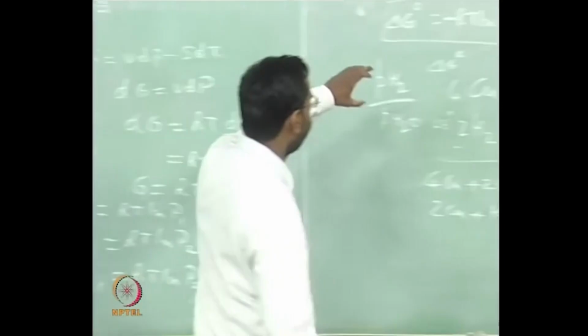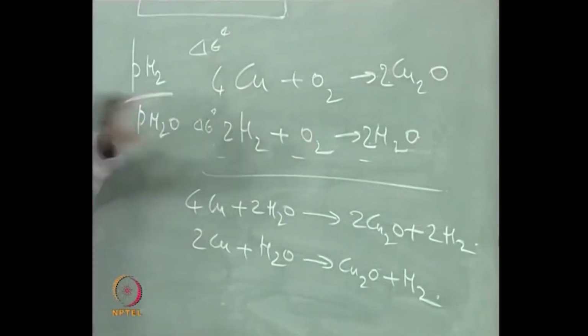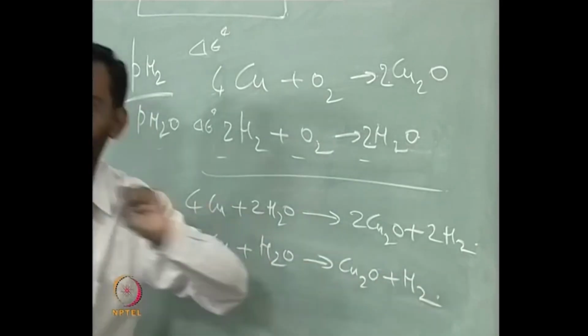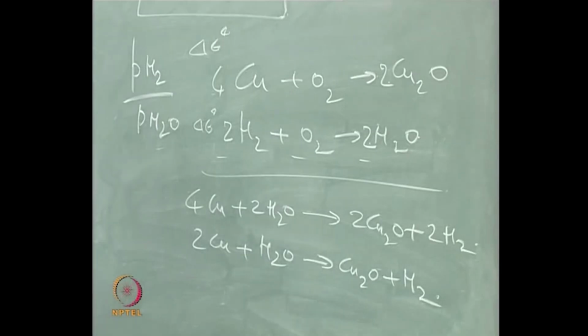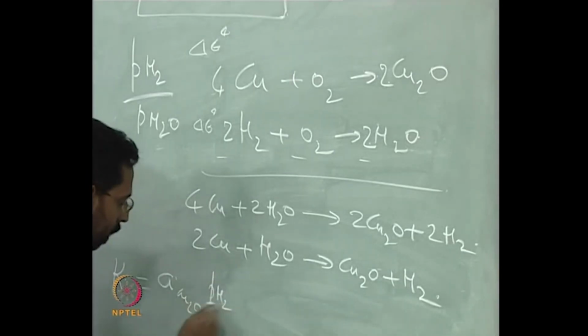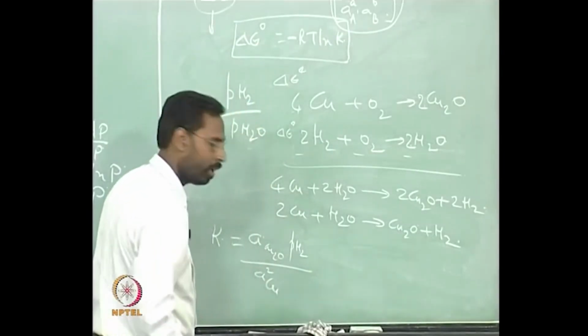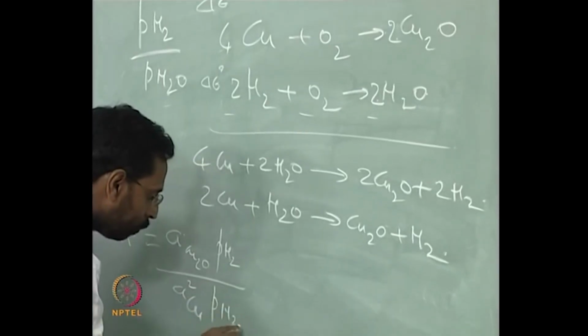So, whatever delta G naught I get by subtracting the delta G naught of that from the delta G naught of this has to be divided by 2, so that you know the free energy change for this particular reaction. And for that reaction, if I now want to write down what K is, K is nothing but the activity of Cu2O into partial pressure of hydrogen, divided by the activity of Cu squared and the partial pressure of H2O.